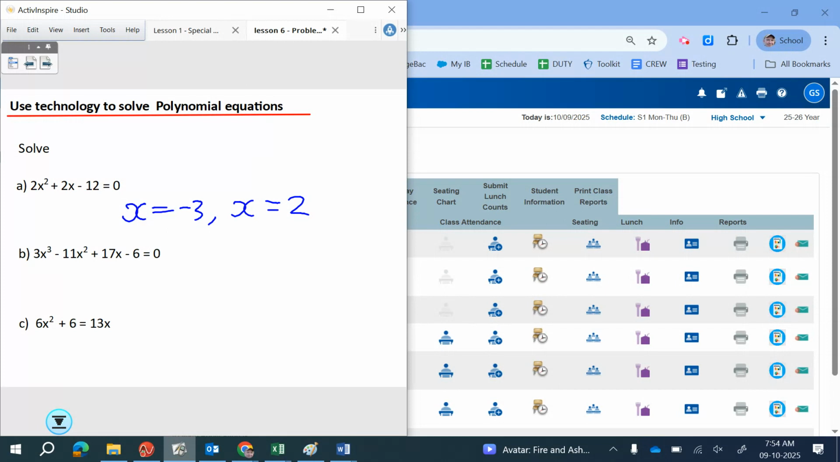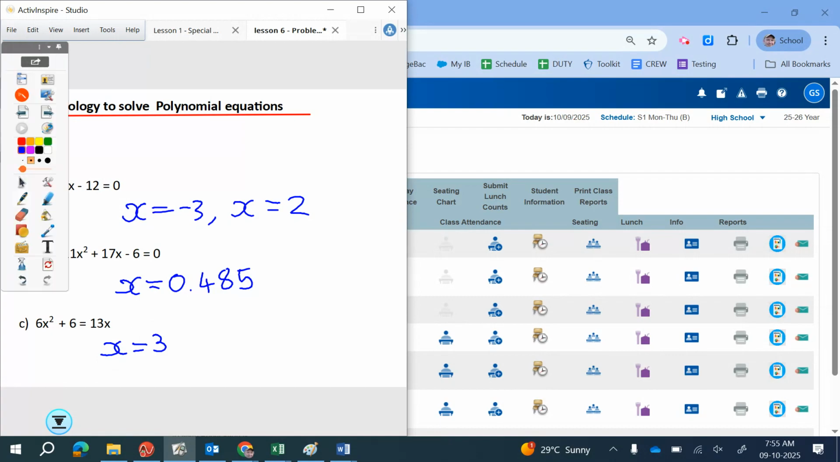What did we get for our solution to the second one? Only give me 0.485. Is that correct for 3 significant figures? Yeah. Okay, for C. Ready? Okay, let's take half one. 2 over 3. 3 over 2.